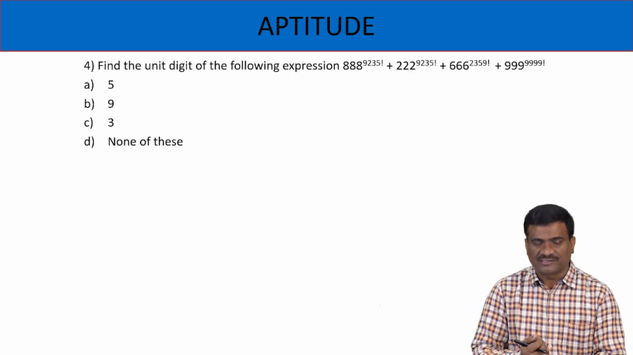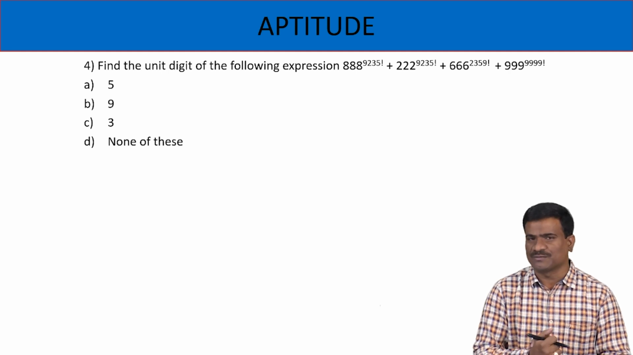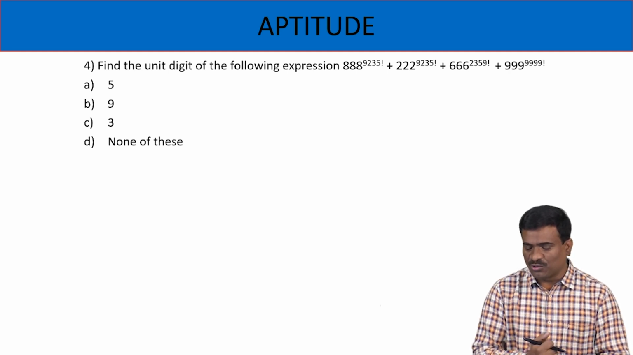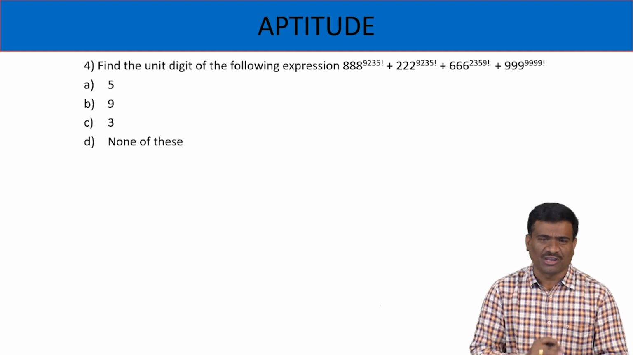Next, fourth example, find the unit digit of the following expression: 888 all to the power of 9235 factorial, 222 all to the power of 9235 factorial, 666 all to the power of 2359 factorial, 999 all to the power of 9999 factorial. A 5, B 9, C 3, D none of the above.